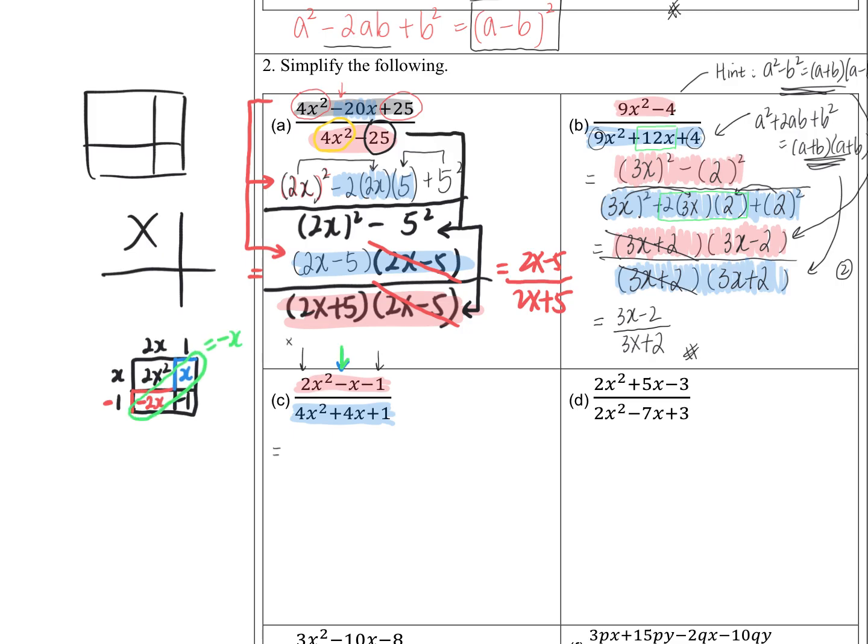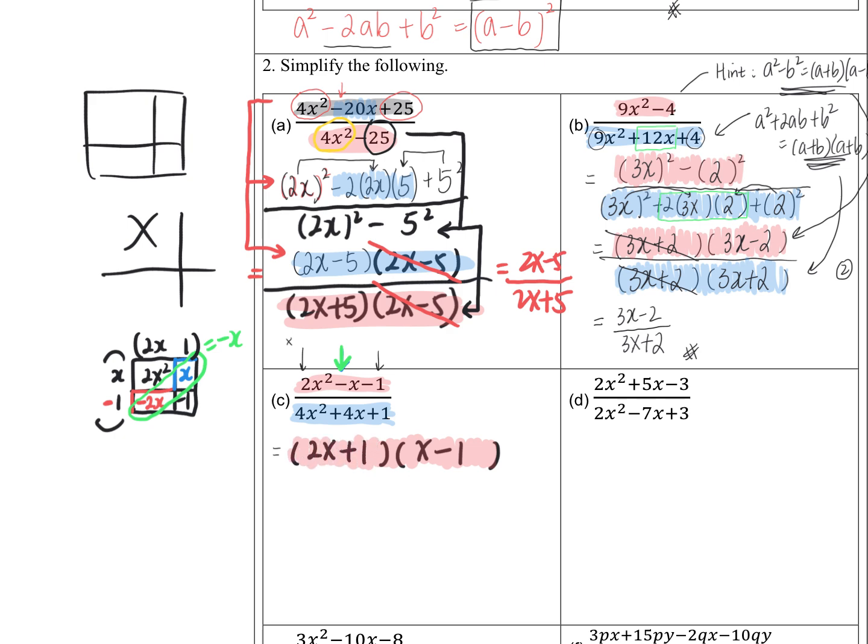Same one here. Okay, so now I've sorted out my factorization. The top one must be 2x plus 1 and x minus 1. So the top part, I'm settled. So this one I factorized already.